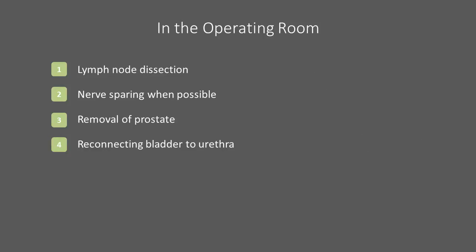Once the surgical space is accessed, there are 4 main steps of the operation that may follow: lymph node dissection, nerve sparing in select men where it would be appropriate and not jeopardize cancer control, removal of the prostate, and reconnecting the bladder to the urethra.